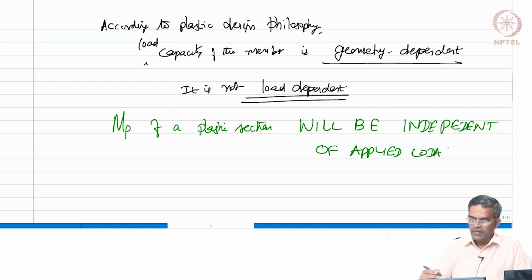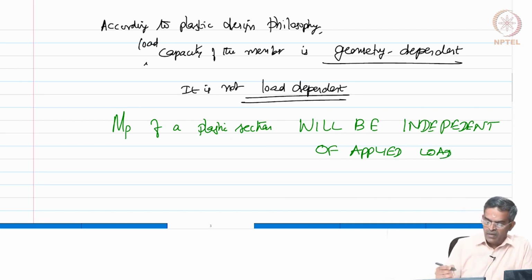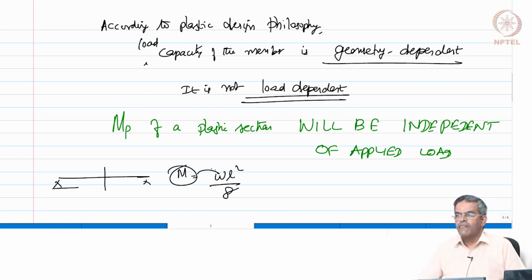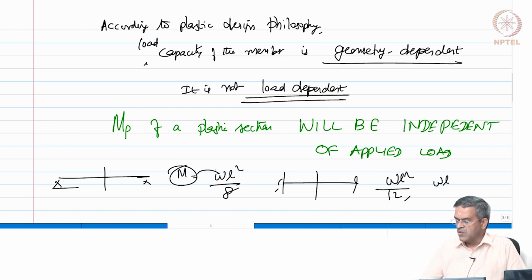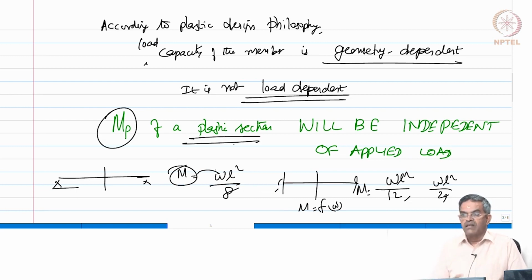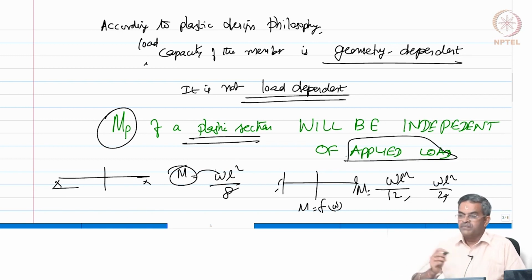It is very interesting, no? For example, if you wanted to find the moment capacity of any section, let us say a simply supported beam, you will say it is W L square by 8, where moment is a function of load. For a fixed beam, you say W L square by 12 or W L square by 24. So, the moment is again a function of W, is it not? But I will prove in the derivation later in this class that the moment capacity of a plastic section will not depend on load. It is purely a geometry dependent parameter.